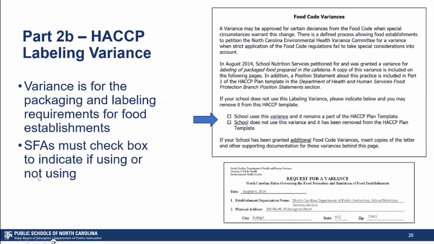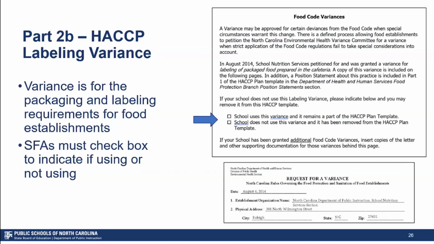Okay. I also want to talk about the HACCP labeling variants because I think this gets overlooked and people tend to have a lot of questions about it. But the food code variance is essentially an exemption, an approved exemption from the health department to allow school nutrition operations to package food in advance and not have to put any labeling information on it.